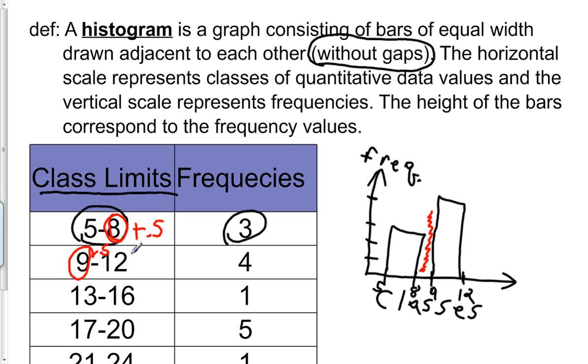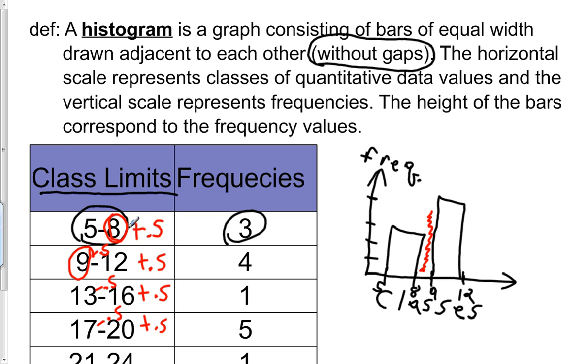I'm going to take my upper class limits, which are these numbers on the right here, 8, 12, 16, 20, 24, 28, and I'm going to add 0.5 to all of those. I'm going to add 0.5 to all my upper class limits. And from the lower class limits, I'm going to subtract 0.5. And those numbers are actually going to have a special name. The numbers that we get from adding 0.5 to the upper class limits and subtracting 0.5 from the lower class limits are called the class boundaries.